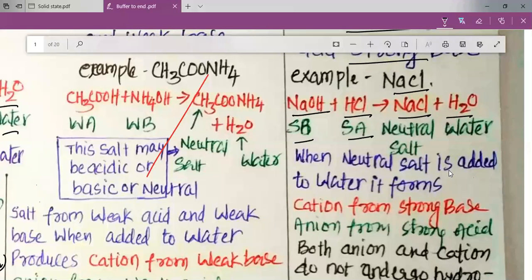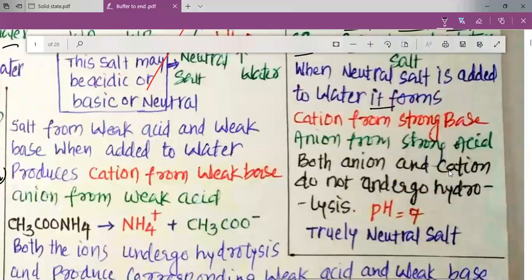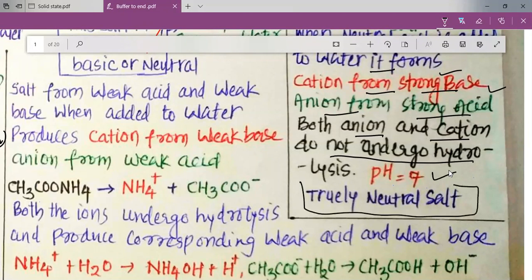When neutral salt is added to water, it forms cation from strong base and anion from strong acid. We have already seen, my dear students, that the cation or anion from a strong base and strong acid does not undergo hydrolysis. Both anion and cation do not undergo hydrolysis, and that is why the pH of the solution remains 7. And this type of salt, which is formed from the strong acid and strong base, is a truly neutral salt, and its pH is found to be 7.